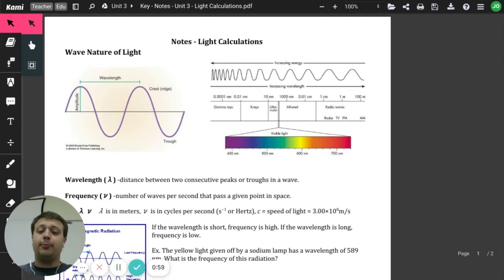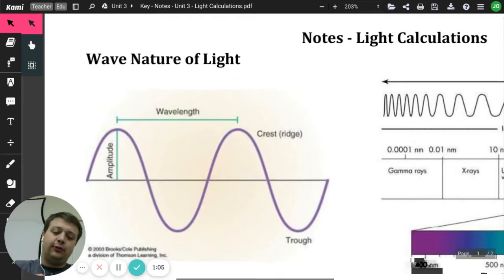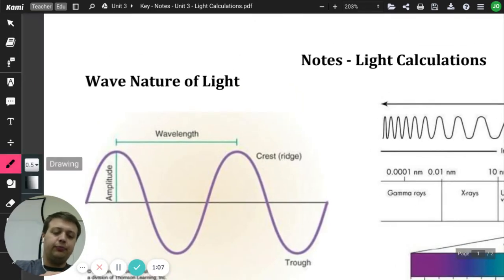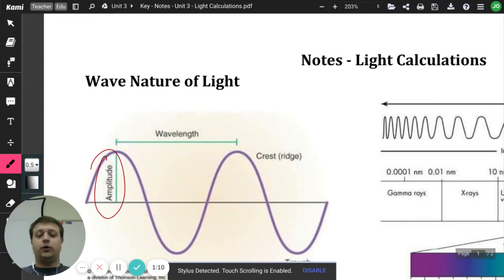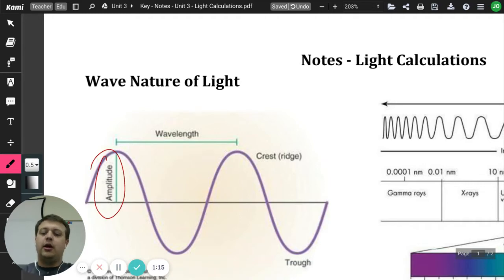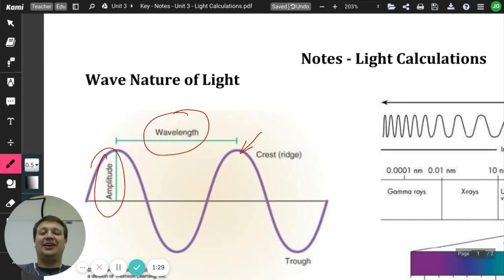Now, a wave does have a couple of parts that you need to know. Those parts are the amplitude, right here, which is going to be the distance between that center point and the peak of the wave. Okay. You've got your wavelength, which is the distance from one wave to the next wave. So you go from the crest of one wave to the crest of another. Something else you need to know is the top of a wave is called the crest and the bottom of the wave is called the trough. All right, so those are your parts of the wave.